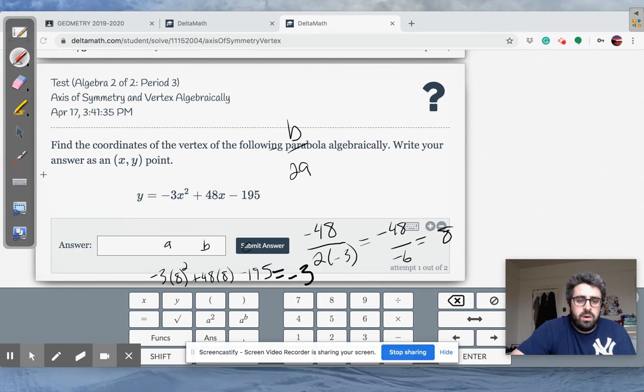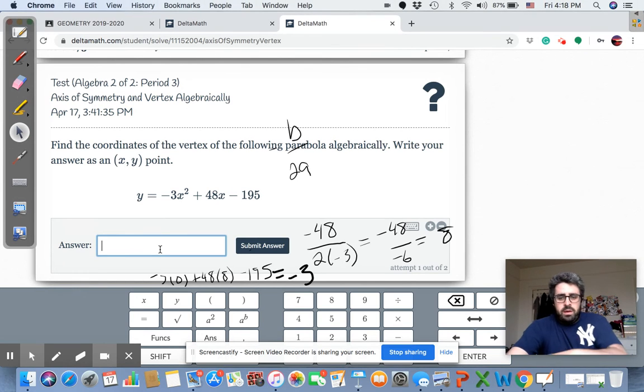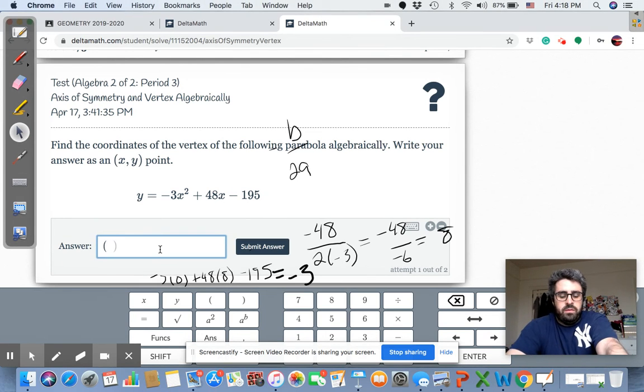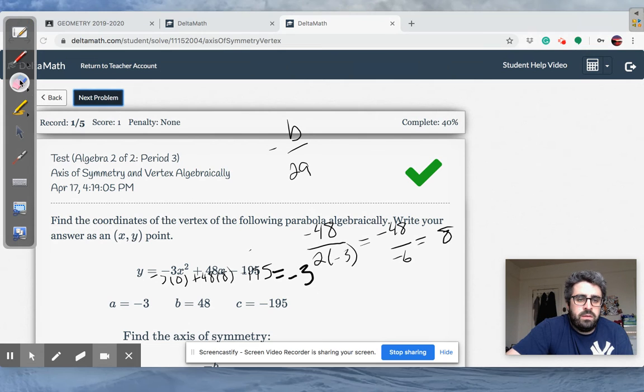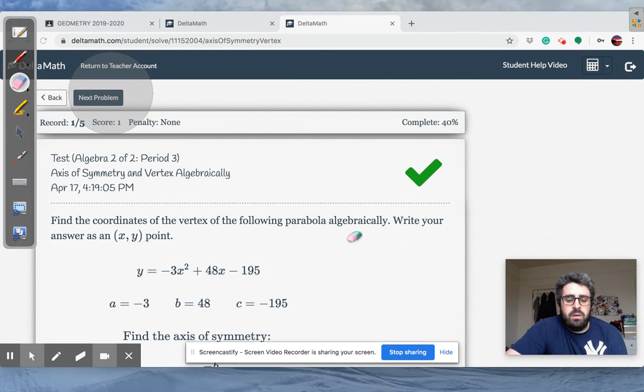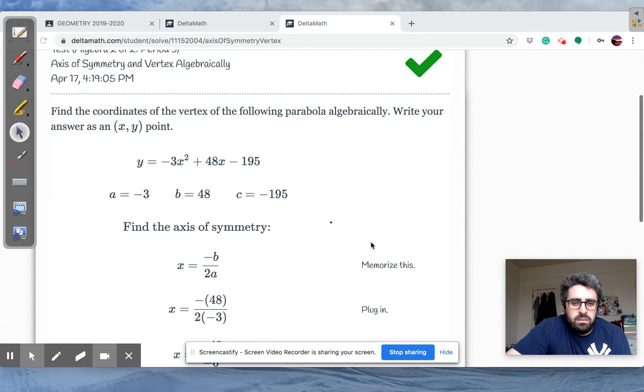So therefore, my answer should be 8 for the vertex, 8 comma negative 3. See, that is correct. So let's just go through maybe what Delta Math has shown you here. Okay, so as we can see, they broke it down for you.